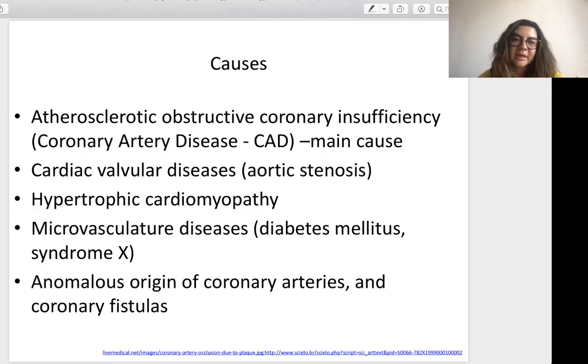Causes of angina. Atherosclerotic obstructive coronary insufficiency is the main cause of angina. Moreover, it can be caused by cardiac valvular disease, especially aortic stenosis, by hypertrophic cardiomyopathy, by microvasculature diseases like diabetes mellitus or metabolic syndrome or syndrome X. It is also caused by anomalous origin of coronary arteries and coronary fistulas.